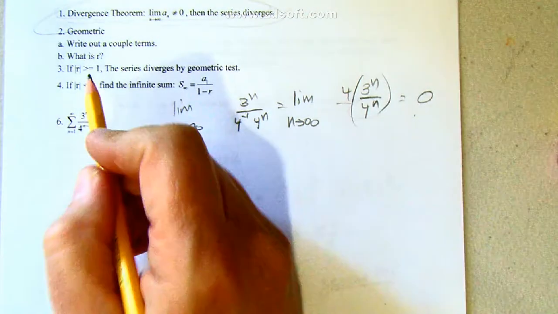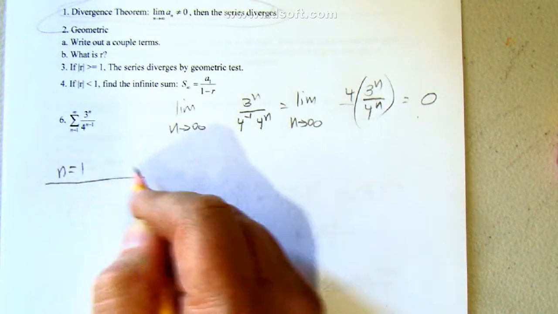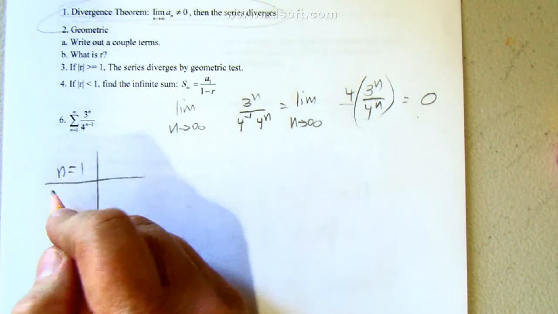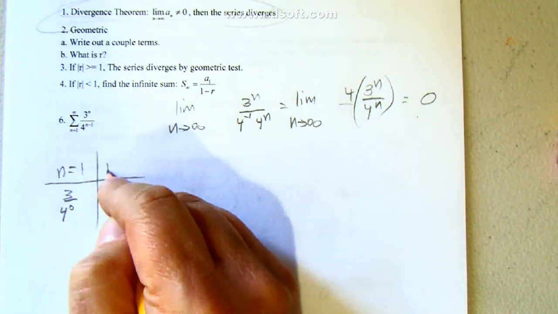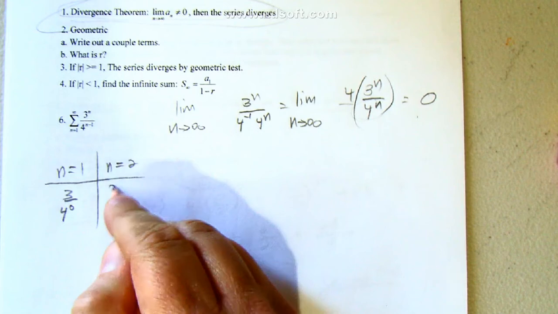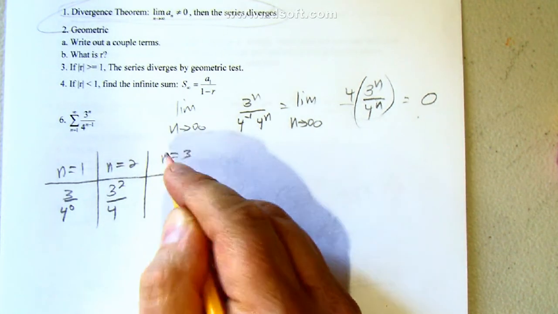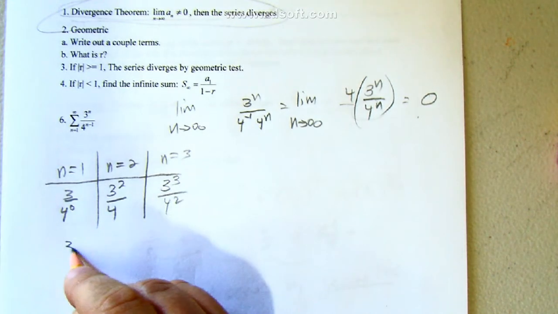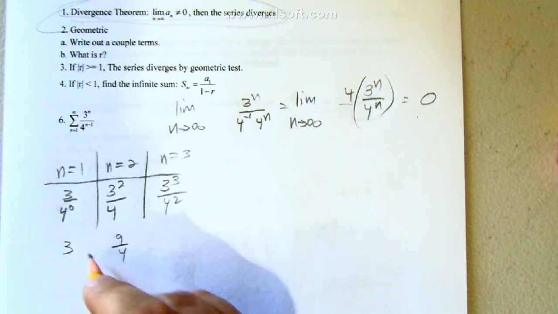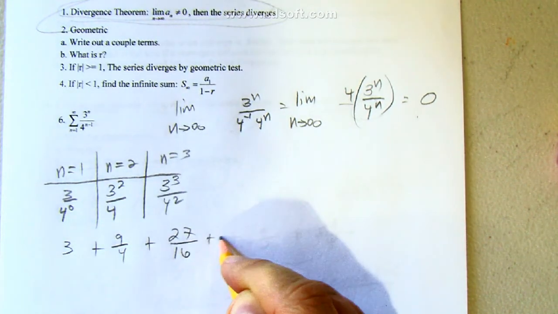So this feels geometric. Let's just write out some of the terms. You don't need to do this, but I just want to make sure that we're all on the same page here. If n equals 1, I get 3 over 4 to the 0. If n equals 2, I get 3 squared over 4. If n equals 3, I get 3 cubed over 4 squared. So this is 3, this is 9 4s, this is 27 16s, dot, dot, dot.